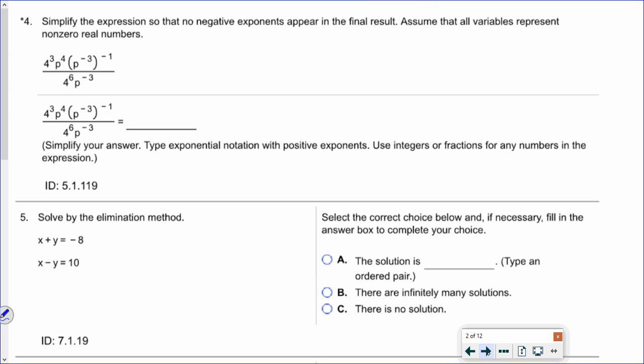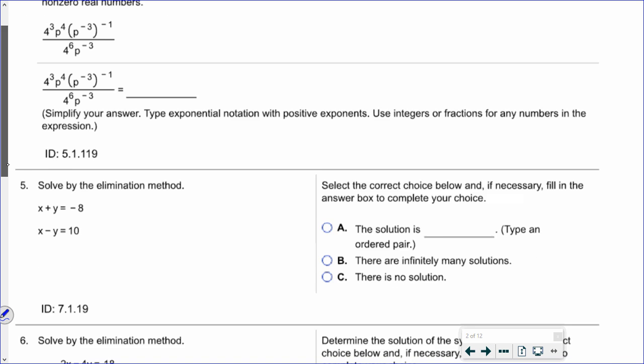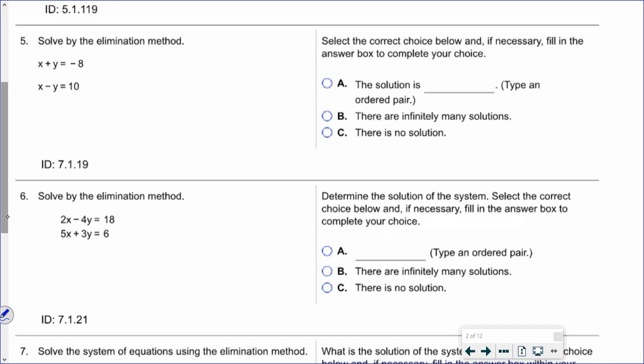Number 4 is exactly the same way. I'm not going to do that. Number 5 is solved by elimination. What does elimination mean? You need to check to see if the coefficients of the variables on the x's and the coefficients of the variables of the y are opposite numbers.